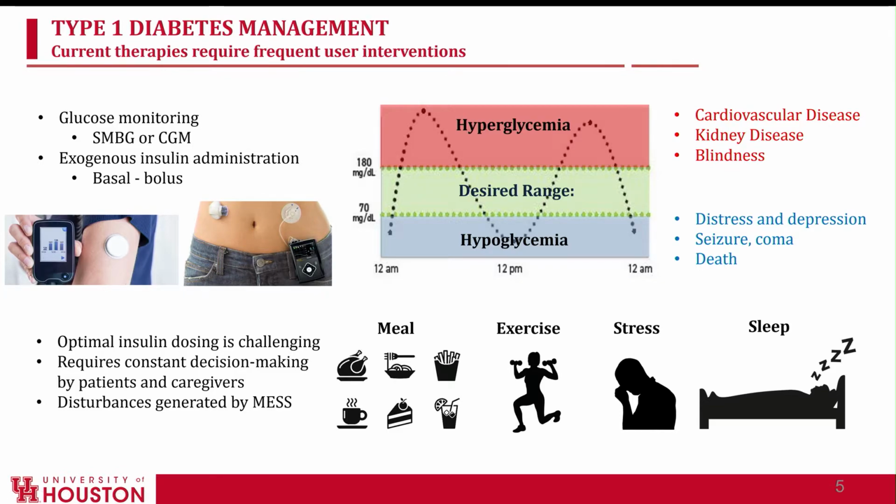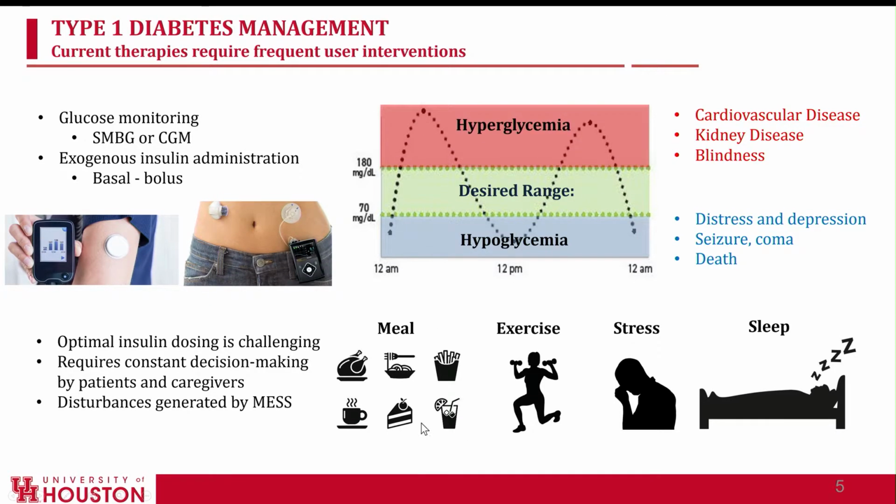So we have a background insulin concentration, the basal, to provide enough insulin to sustain between meals, and then a bolus when an increase of carbohydrate, or stress, or corrections happens. So optimal insulin dosing is challenging because it requires constant decision making by the patient and the caregivers in response to several disturbances such as meals, exercise, stress, and sleep.